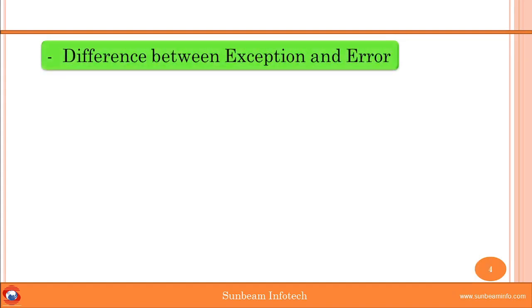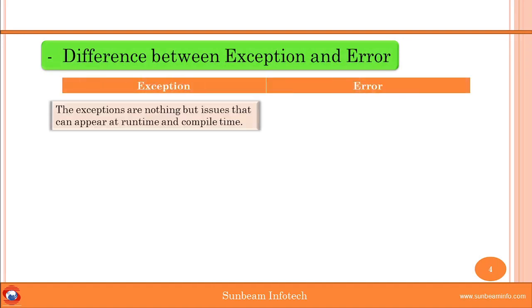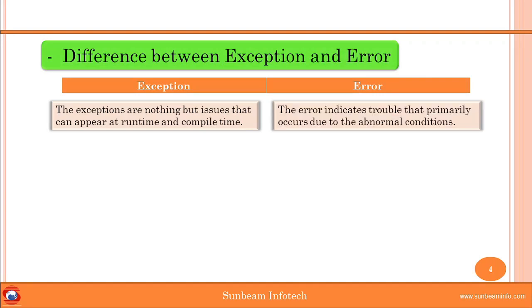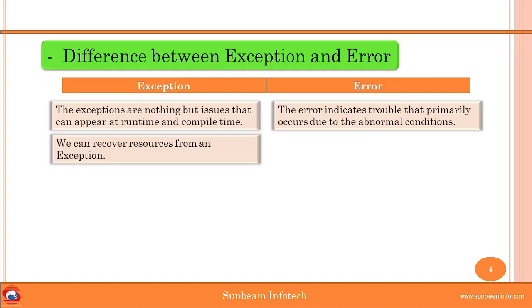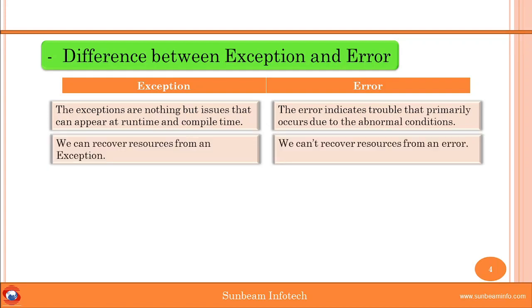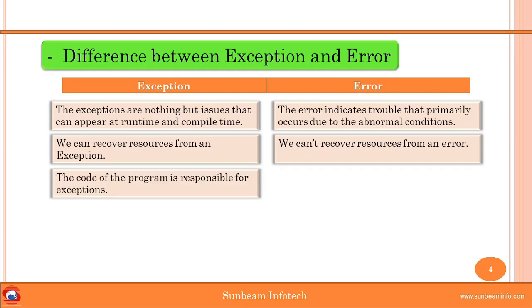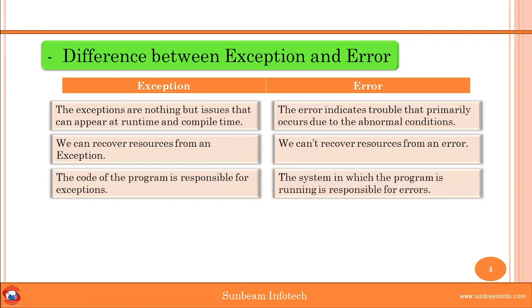Now let's see the difference between exception and error. Exceptions are nothing but issues that can appear at runtime and compile time. An error indicates trouble that primarily occurs due to an abnormal condition. We can recover resources from an exception. We can't recover resources from an error. The code of the program is responsible for exceptions, and the system in which the program is running is responsible for error.